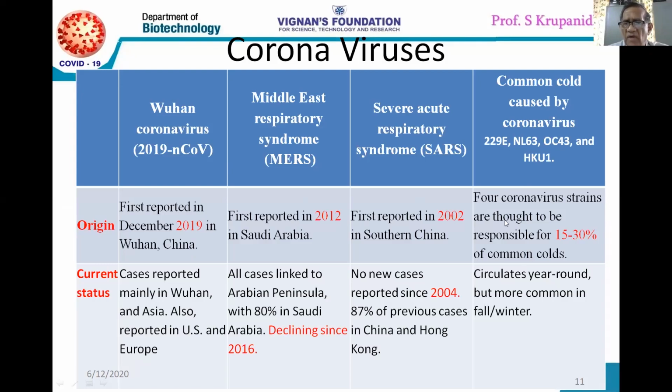and the alpha coronavirus is there all around the year. Okay, so now the current status of Wuhan: it has spread across Wuhan, Asia, and also the US and Europe. Now the Wuhan virus has spread across all the continents. If you take the Middle East, it is there in the Arabian Peninsula, and particularly 80% in Saudi Arabia. Now it is declining, slowly disappearing as smallpox disappeared.